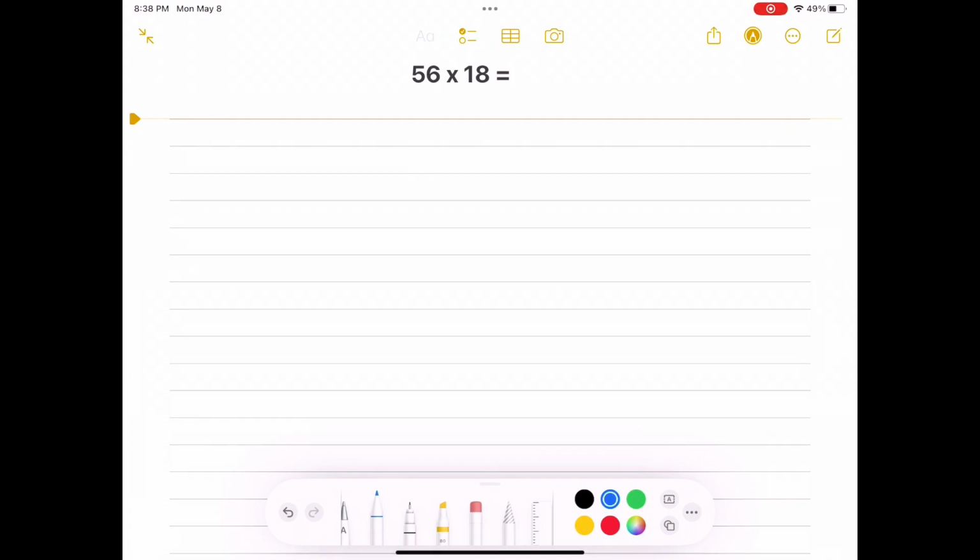Okay, 56 times 18. This problem requires a little more space, so make sure you spread out your digits and line up your place values. And first we multiply the ones column, and directionally you always multiply from the lower number to the top number. 8 times 6 equals 48. You write down the 8, you carry the 4.